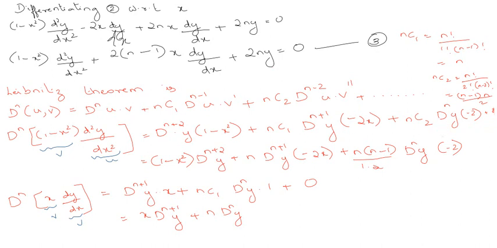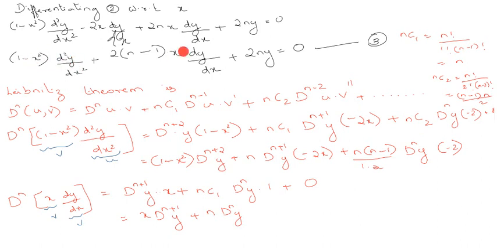Okay. So the resulting equation is 1 minus x square dn plus 2 y, plus n. You know that nc1 is equal to n. So instead of nc1 we can write n dn plus 1 y into minus 2x, and nc2 is n into n minus 1 by 2, that is written here into dn y into minus 2. Okay. Now the problem with this term is over. We have differentiated it n times.